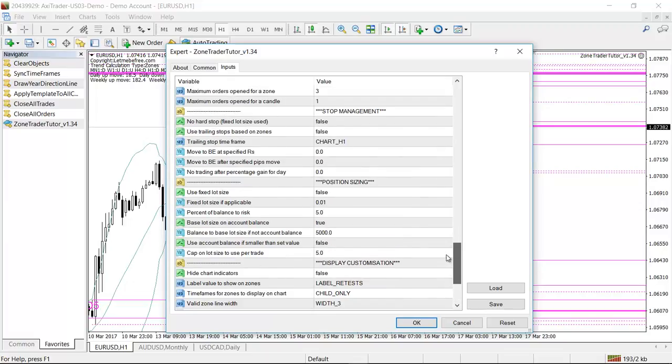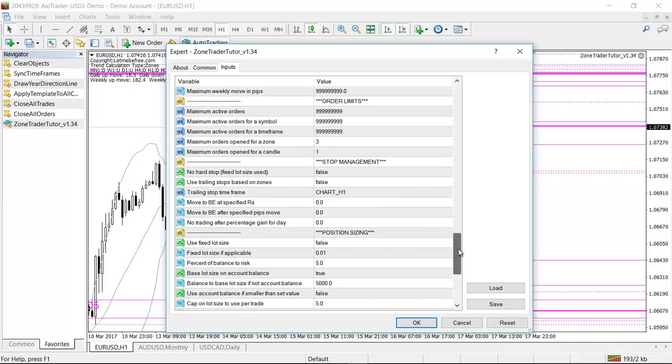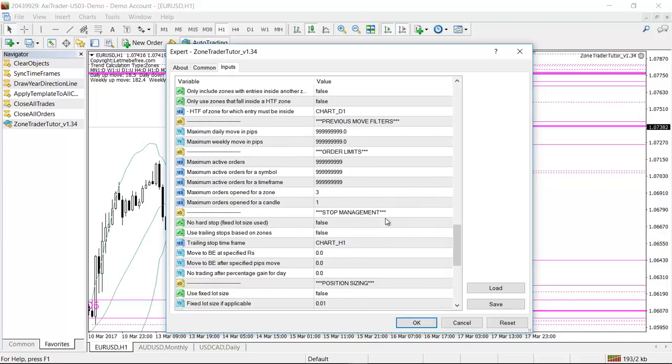A quick look. What you'll see is there's a whole load of other parameters here. A lot of these are to do with auto trading. For example, position sizing. It does automatic position sizing. Stop management, you can maybe not have any stop at all. I don't recommend that, but there may be some reason why I do that. You can also use trading stops based on zones.